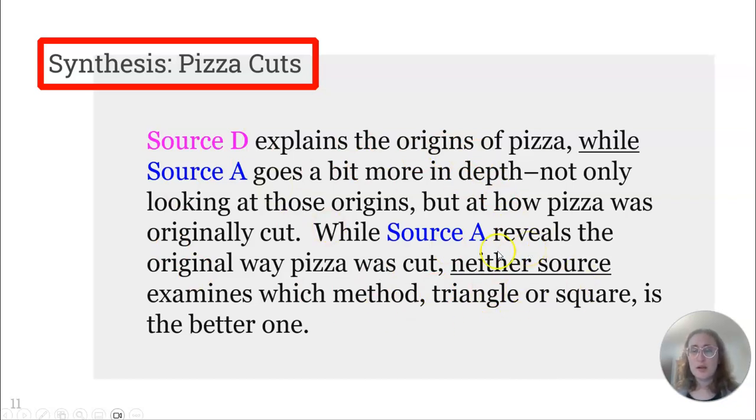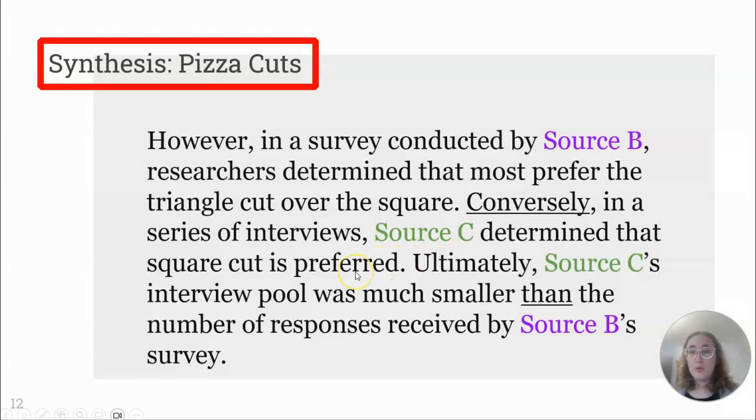It's more of just historical context. But you have a few other sources that can weigh in. So you have source B, maybe that one researchers determined, or some research study that said triangle is better than square. But then you found some interviews where people were interviewed and they said that square cut was better. But you're comparing them and you're talking about other sources, right?